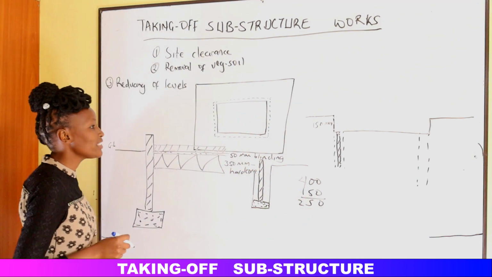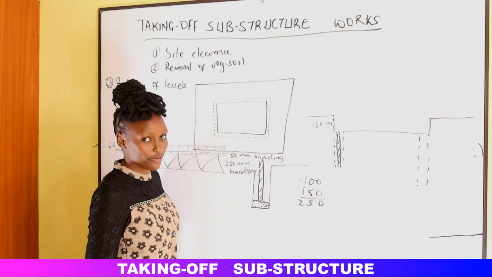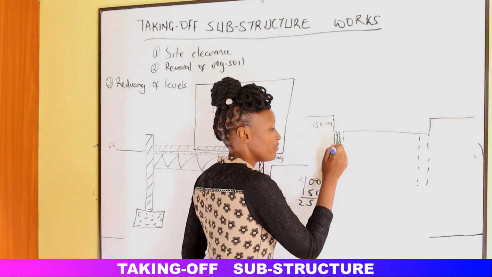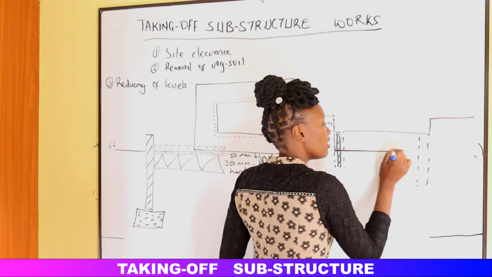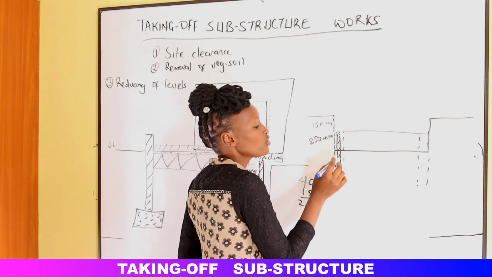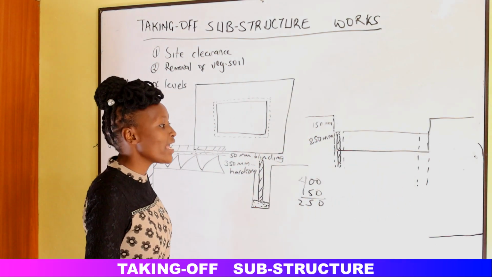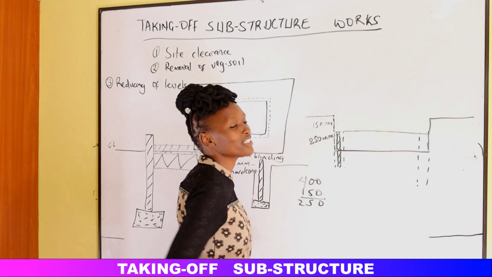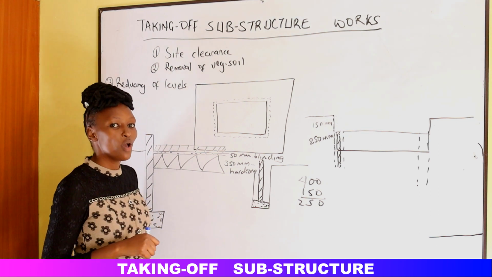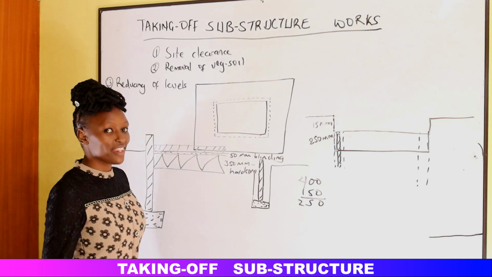So that tells us that from the ground level, we need to remove the vegetable soil to a depth of 150. Then we need to excavate further, reduce the level by a depth of 250 millimeters, so that we can get to the stable ground where hardcore can be laid. Then from there we can excavate the trenches. So we do not excavate the trenches from the ground level, we excavate the trenches from the reduced level. We need to understand these levels.